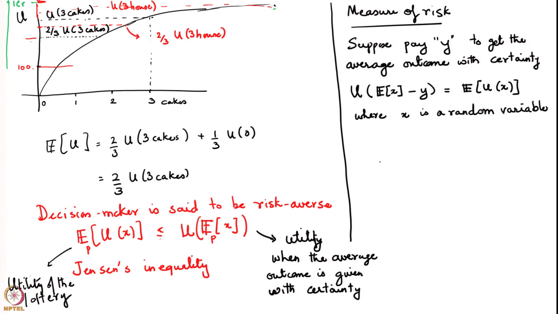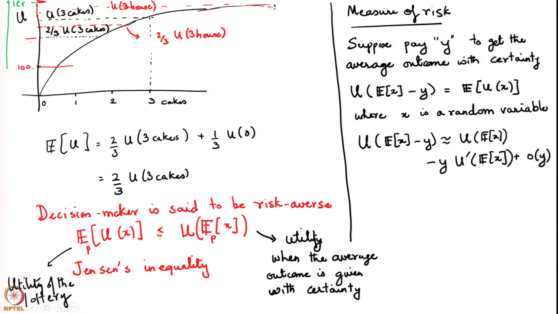Right. So now we can try to do the following approximation, a Taylor series type of approximation. I approximate the left side as roughly u of the average outcome minus Y times u dash of the average outcome, plus terms that are very small in Y. I can also do the same for the term on the right hand side.